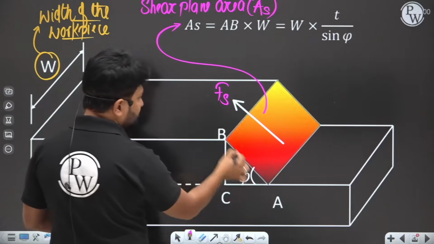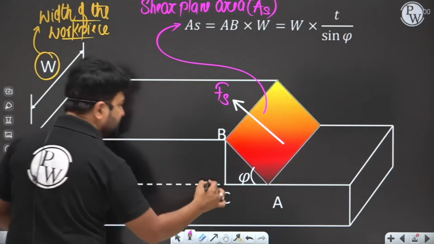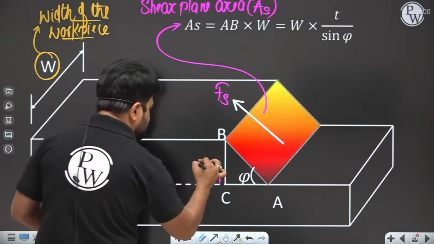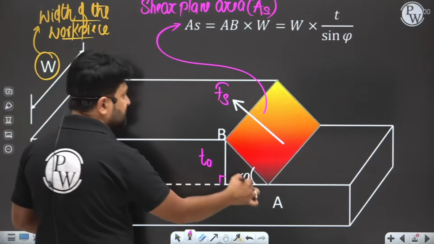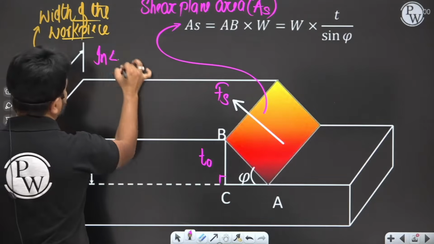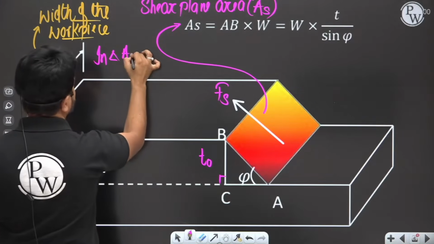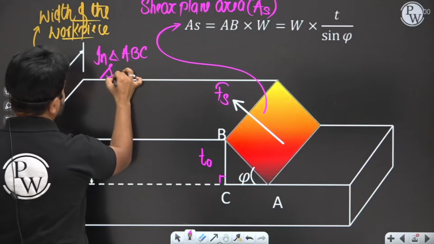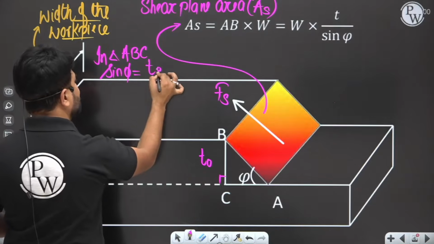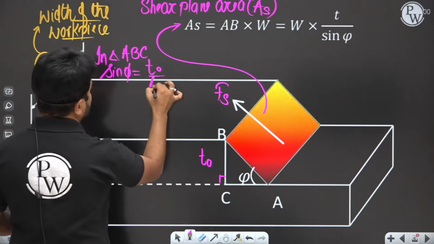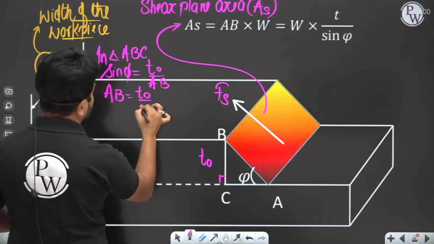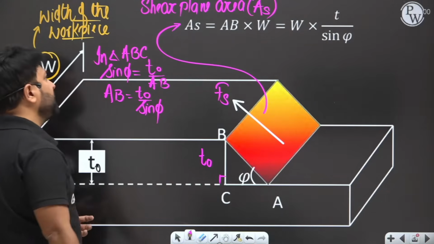Now, what is the length of the shear plane? As you can see in triangle ABC, BC is perpendicular to AC, and BC is equal to T0, and phi is the shear angle. So in triangle ABC, sine phi is equal to the perpendicular, that is T0, by AB. So AB will be T0 by sine phi.